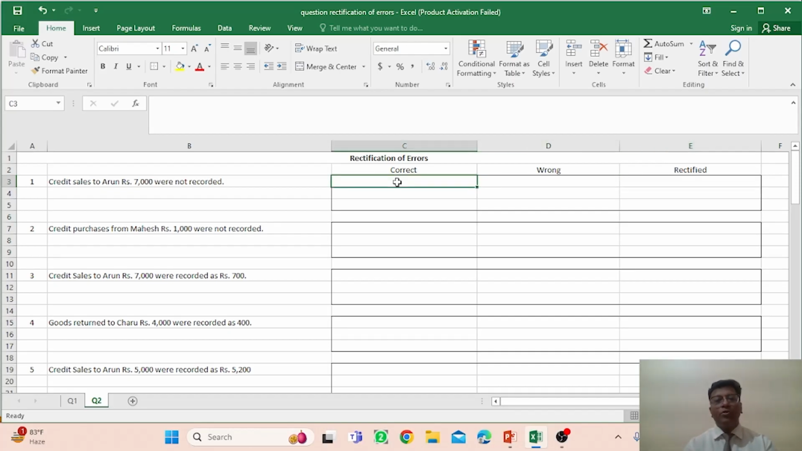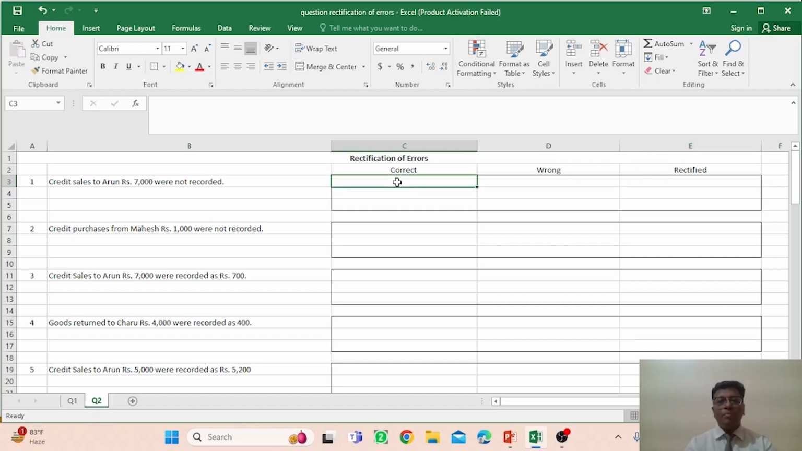It means first of all you should make the correct entry. You should focus on exactly what entry should have been posted or maintained in the books of accounting when the transaction is given to you. That is the correct entry, and the wrong entry refers to the entry which was actually made. Supposedly any account was wrongly debited or wrongly credited, so that is the particular error we have to rectify. So finally we have to go to the rectified column, and we have to mention the rectified entry.